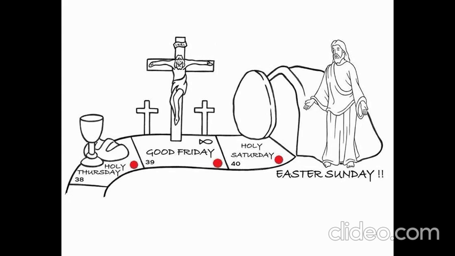On this part of the road map, you see red circles in the spaces for days 38, 39, and 40. That is because the shortest season of the church calendar begins on the evening of Holy Thursday. That season is the Triduum. The Triduum begins with Mass on Holy Thursday and continues until evening on Easter Sunday. The color of the season of Triduum is red.